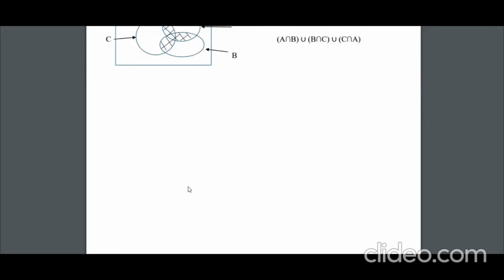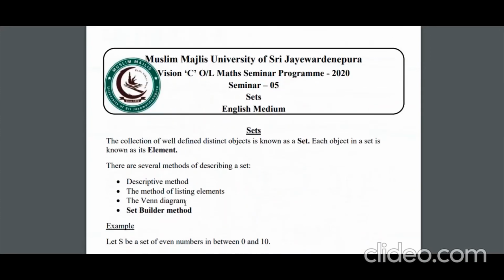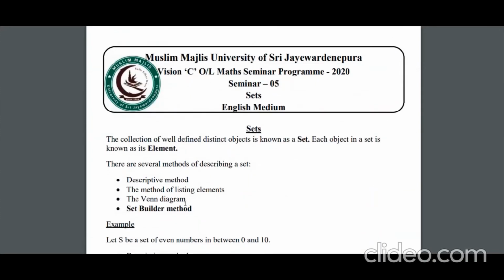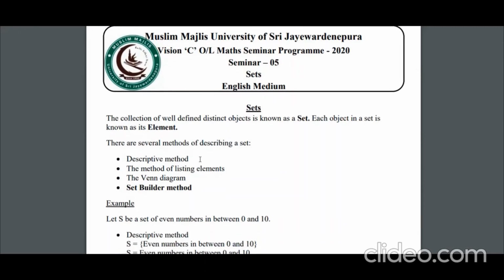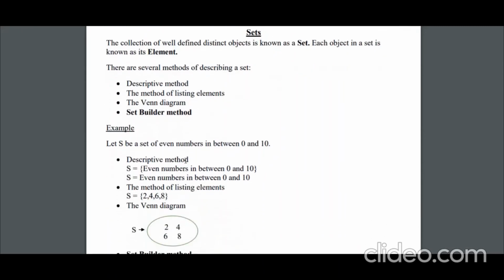So that brings us to the end of the tutorial. So let's just have a brief recap. So first we look at what a set was. A set we defined as a collection of well-defined distinct objects, or a collection of elements. So it can be described in several ways. The descriptive method, as we said, was just describing it in words.